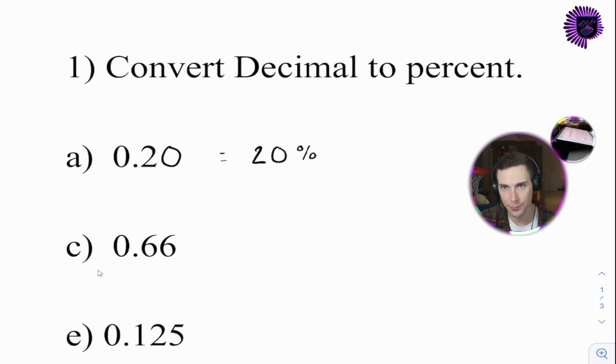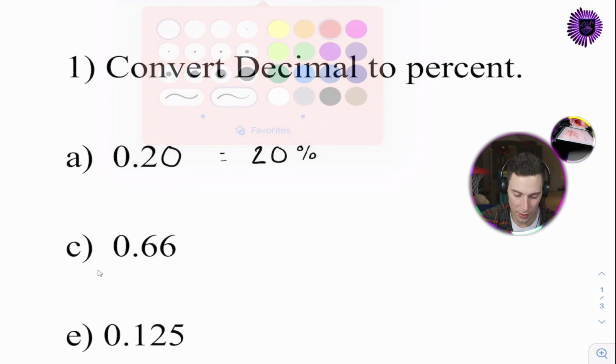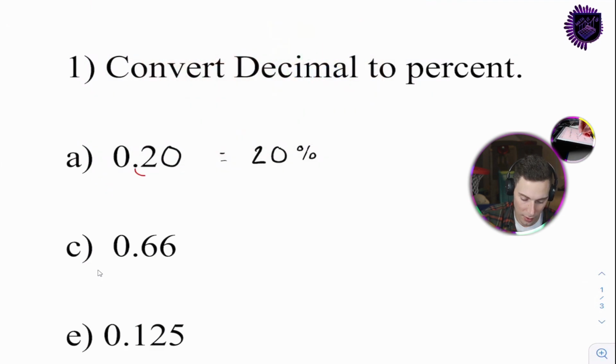So what I like to do is think of it as moving my decimal spot over 2, 1, 2. And you could think of it as if we were multiplying by 100. When you multiply by 100, we're moving that decimal place over 2 spots. So let's try it again.